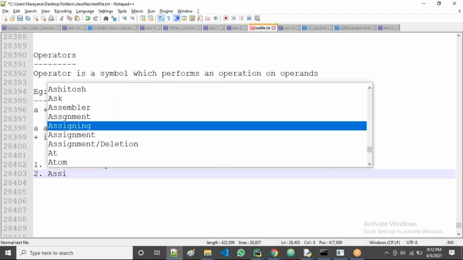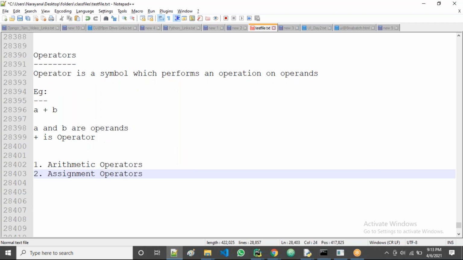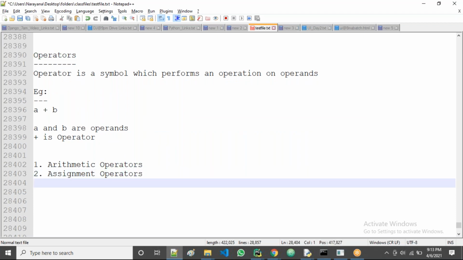The second one is assignment operators, guys. That's the second one.